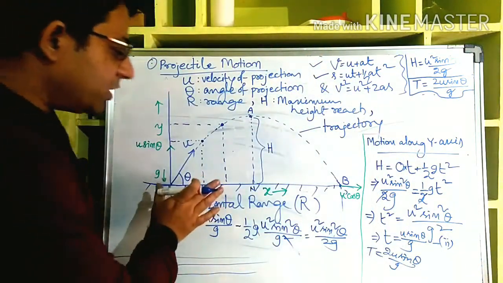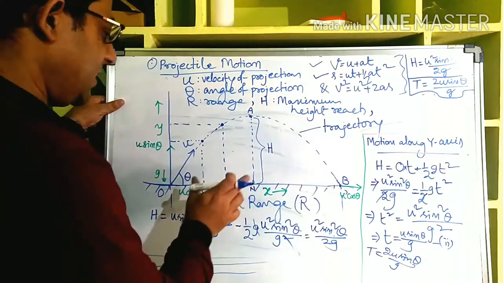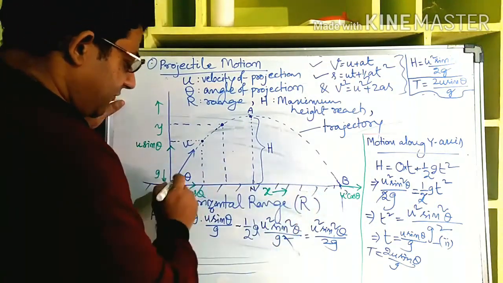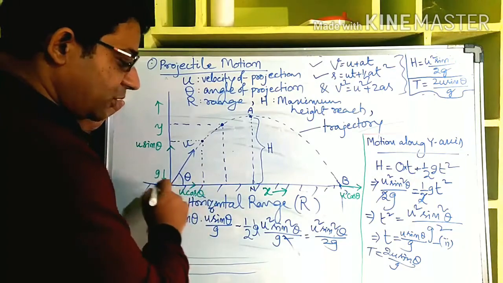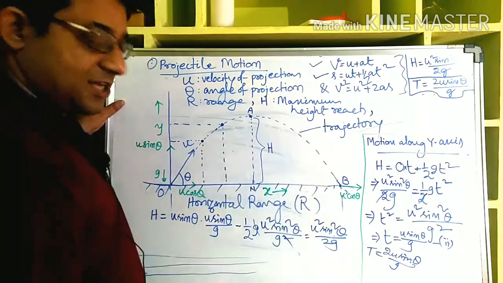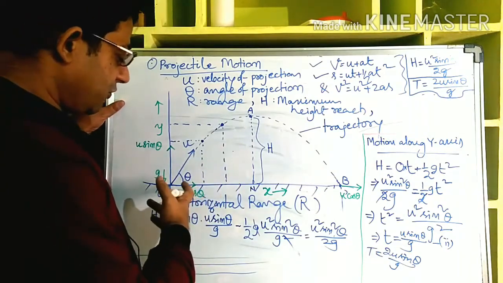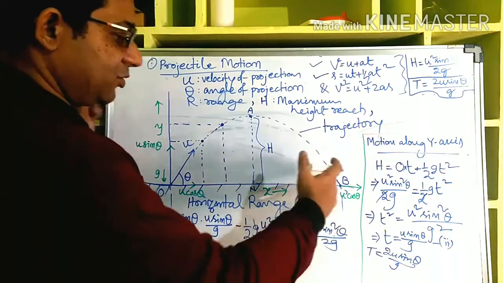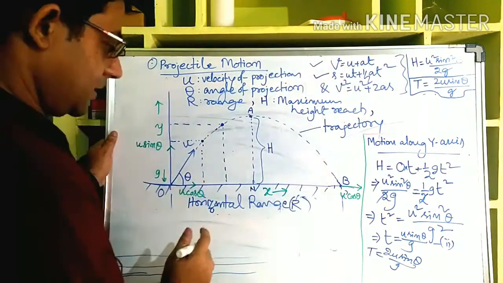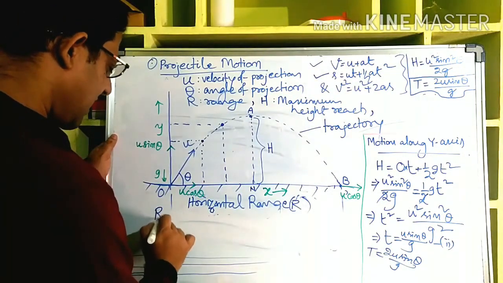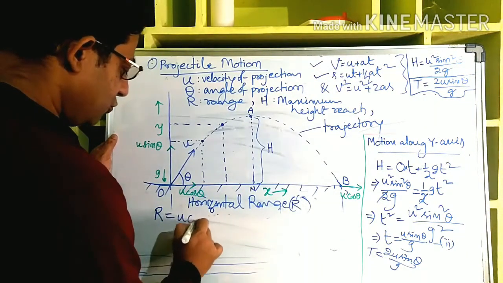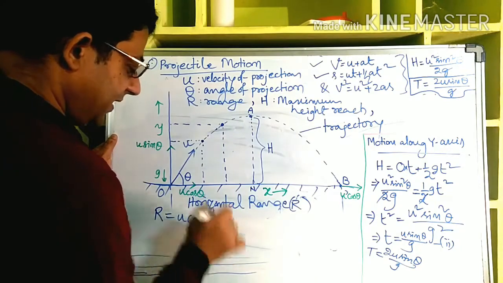Now we will find what is the range. So simply, what is the range? The horizontal velocity, we know it is constant velocity. It is not changing because there is no acceleration along the x-axis. So velocity multiplied by the time, the total time of flight we got already. The horizontal range R is given by u cos theta multiplied by T.